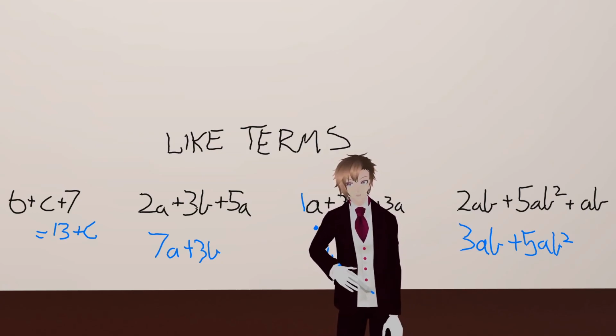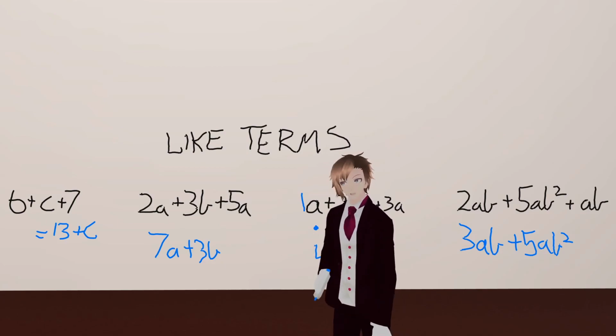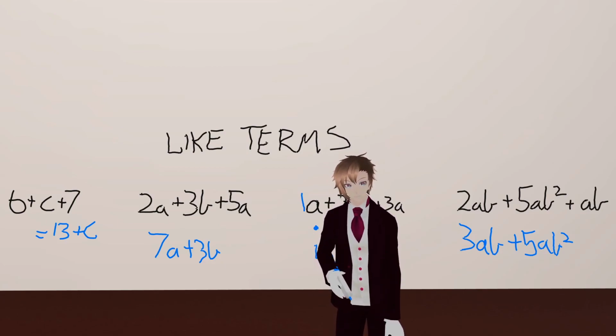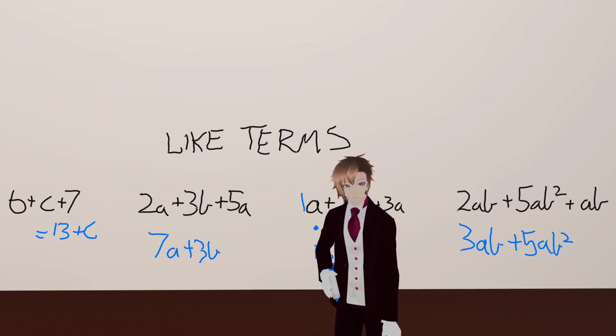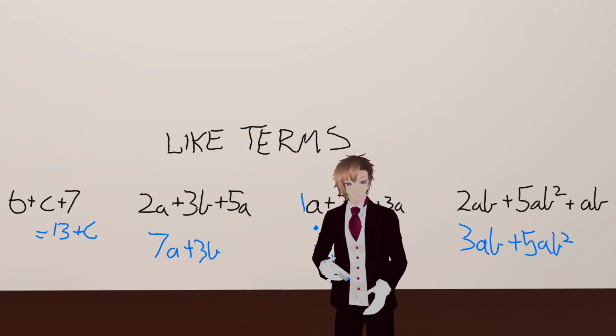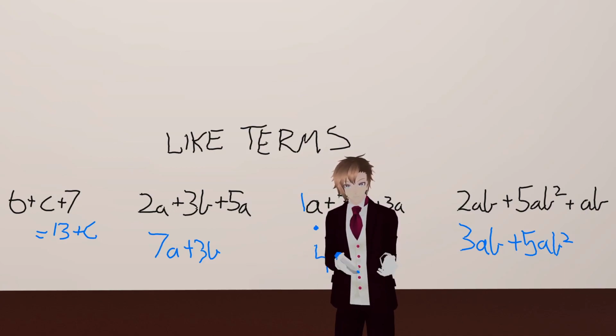So when we are dealing with like terms, that's when we are adding and subtracting our pronumerals that are the same. If they're different things, then they need to be separate. We can't count them all in the one group because they're different.